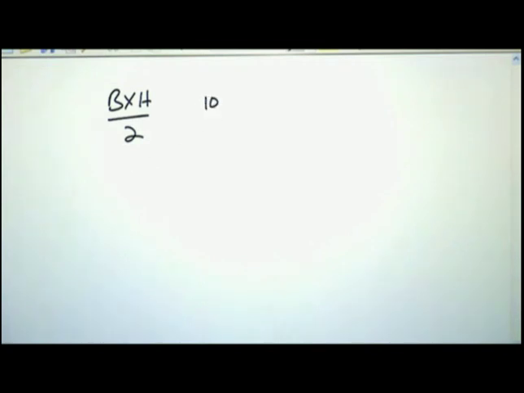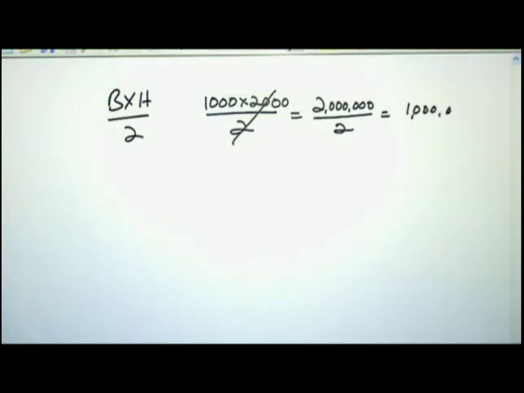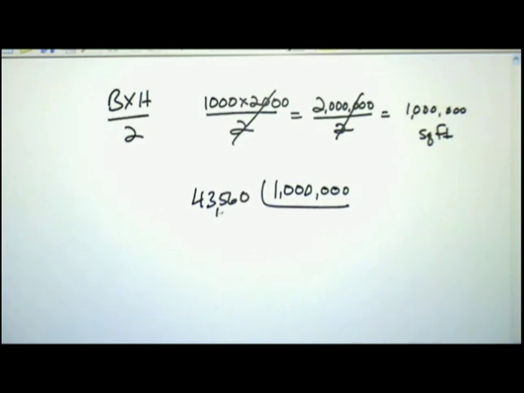So 1,000 feet times 2,000 feet divided by 2 is the same as 2 million square feet divided by 2 is the same as 1 million square feet. I divide my 1 million square feet by 43,560 square feet per acre, which gives me a total acreage of 22.96. Now each acre sold for $500, so I take the 22.96 times 500 and I come up with approximately $11,480, which is your answer.